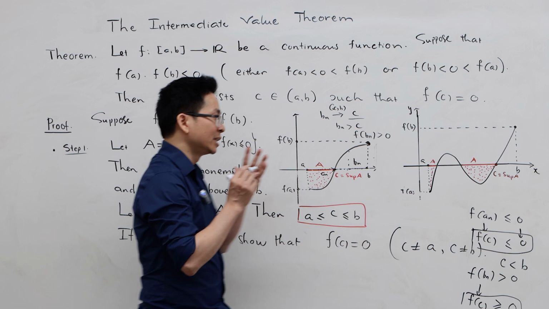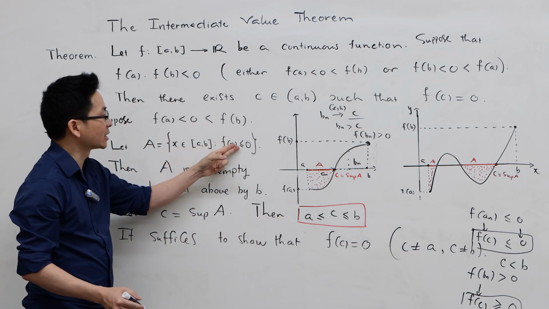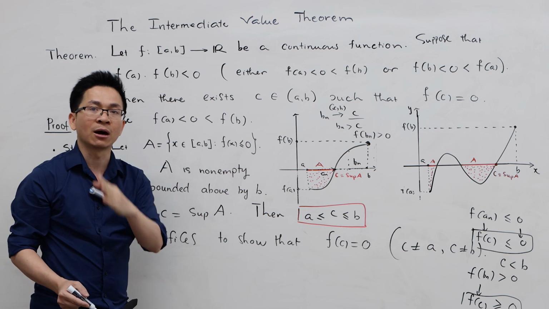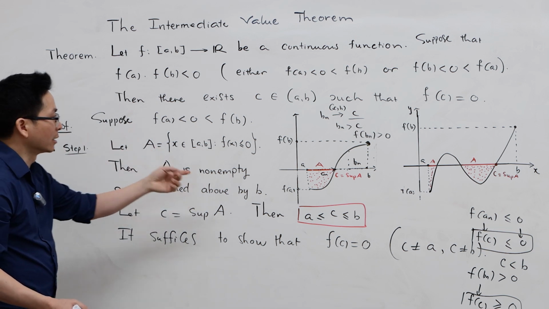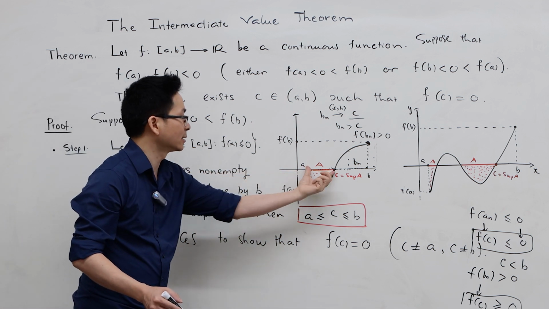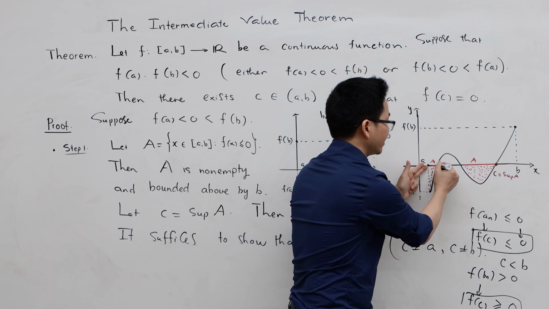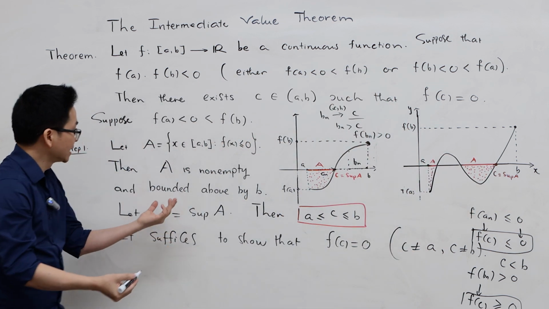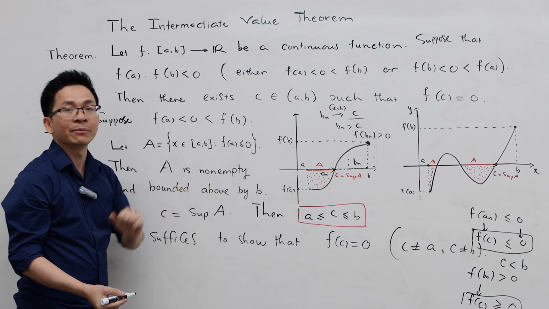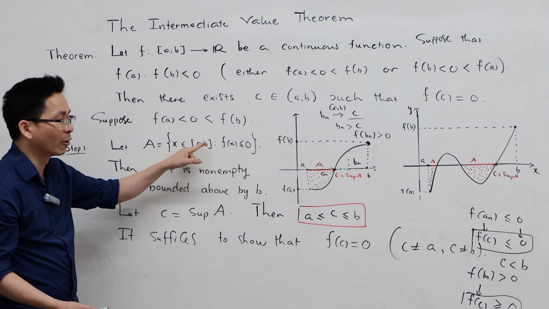Okay, so let me recall the proof in 3 steps. Let A be the set of all x in the closed interval AB such that f of x is less than or equal to 0. Then A is not empty because little a is in the set A. Now here in this graph, the set A is the union of this interval and this interval. And A is bounded above by B. Why? Because every x in A is less than or equal to B.